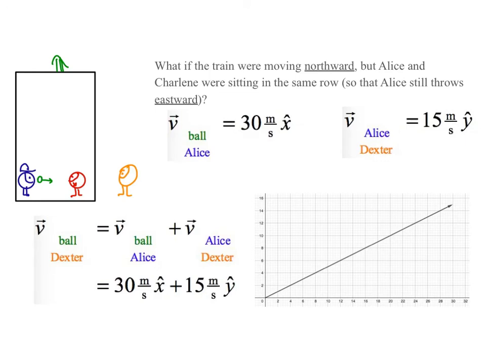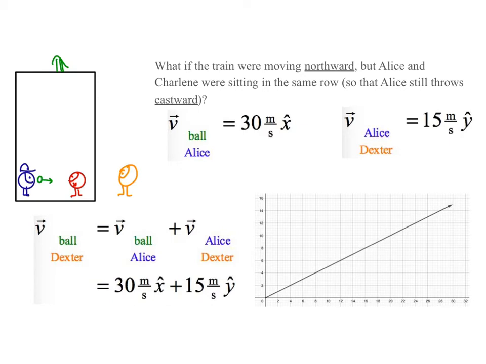What if the train were moving northward, but Alice and Charlene were sitting in the same row, so that Alice still throws eastward? The picture here is a little goofy because I should really be drawing them from above, and I just don't know how to do this. So this is not an elevator moving upward. It's that they're both lying on their side for some reason, and she's throwing a baseball.